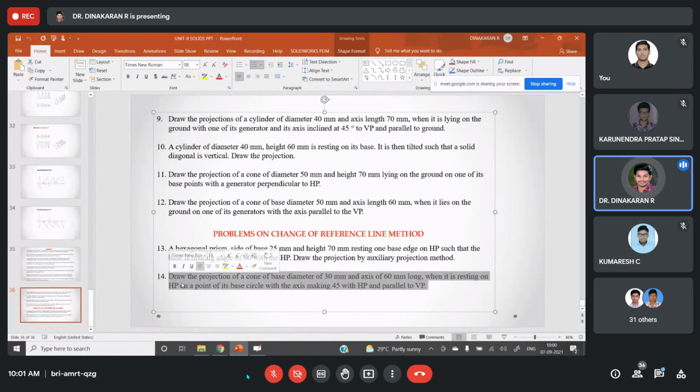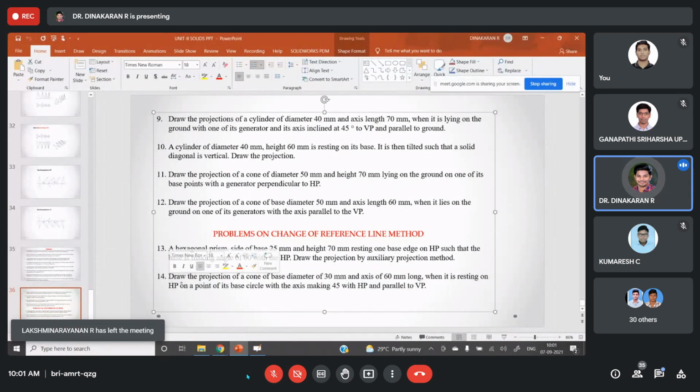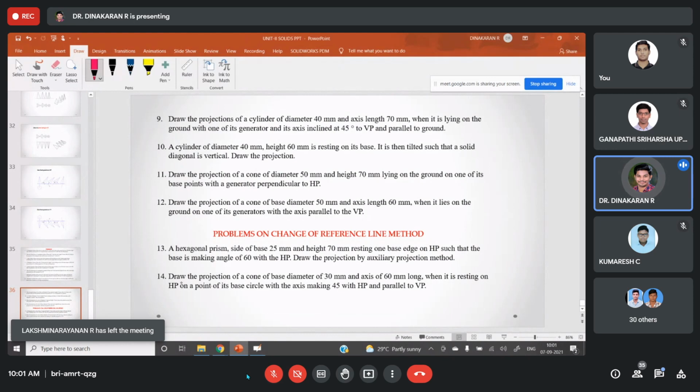So we need to draw the projection of the cone. The base diameter is given, the height is also given, and where it is resting is also given. The third position, the reference line rotation, is not given as an axis rotation on HP. What they have given is that it is resting on HP on a point of its base circle with the axis making an angle to HP. So for that, what do you need to know?